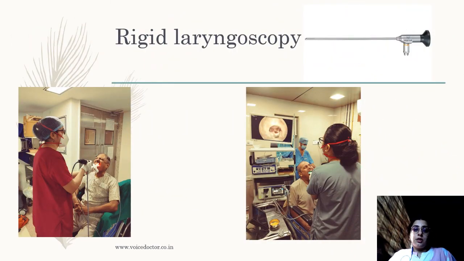So then we have the rigid laryngoscopy system. This is a rigid instrument which goes in through the mouth. So you can see me performing. It goes through the mouth and the patient is comfortably seated in front of you, and you try to visualize the voice box.